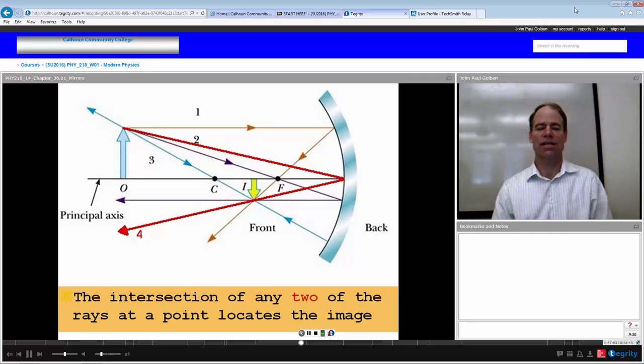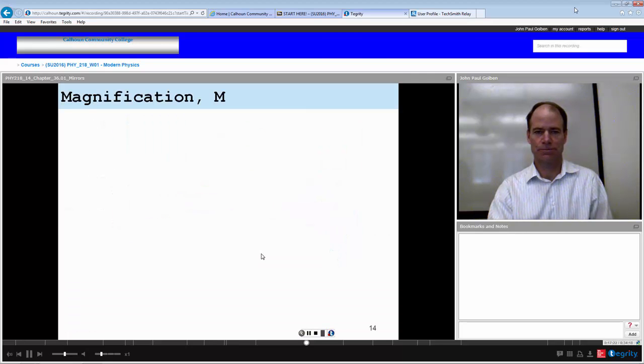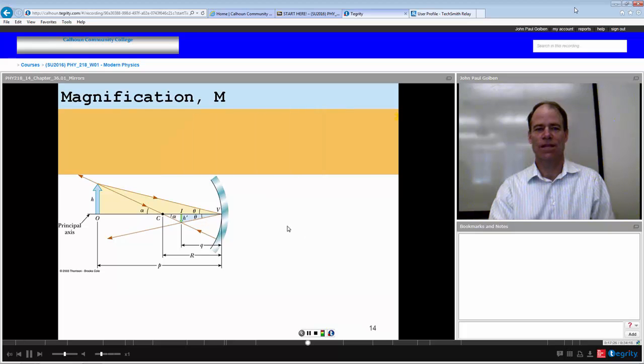So the intersection of any 2 of these rays will help us set up where the image is. In this case, we have a real image. It is inverted. Our image distance is positive, but the magnification will be negative because we have an inverted image. Let's actually calculate this magnification.